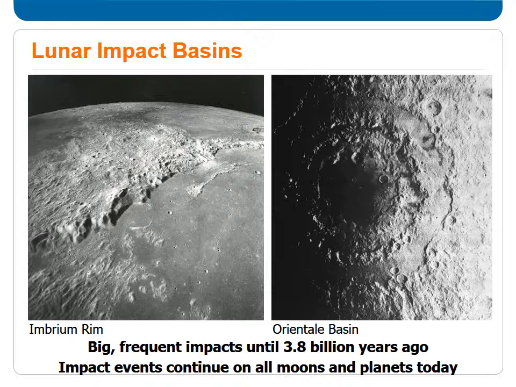On the left is a view of the mountains that surround the Imbrium impact basin. The smooth, dark region on the right of the image is the younger lava flows. On the right, you see three mountain rings surrounding the Orientale impact basin. Both the Imbrium and the Orientale impacts occurred around 3.8 billion years ago.